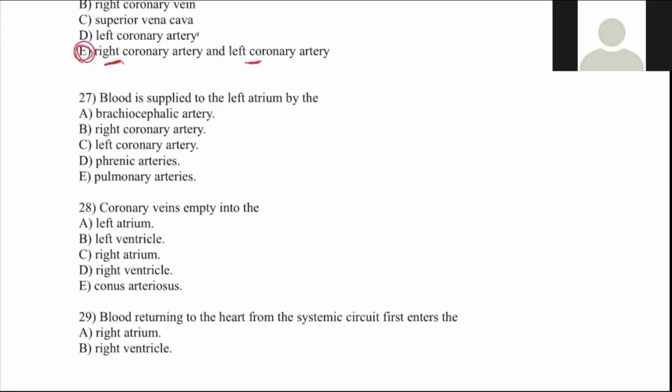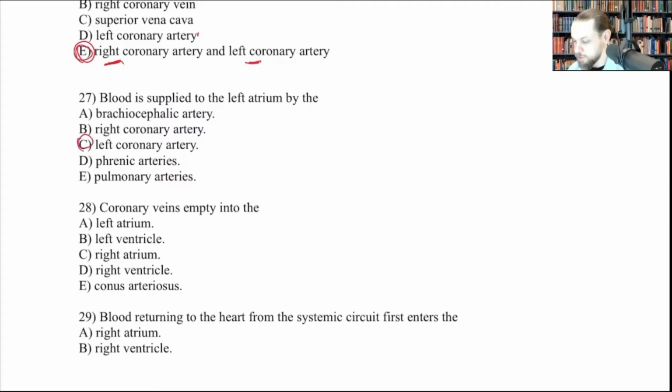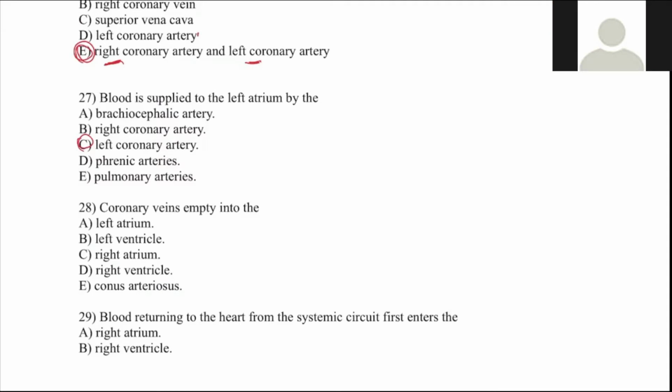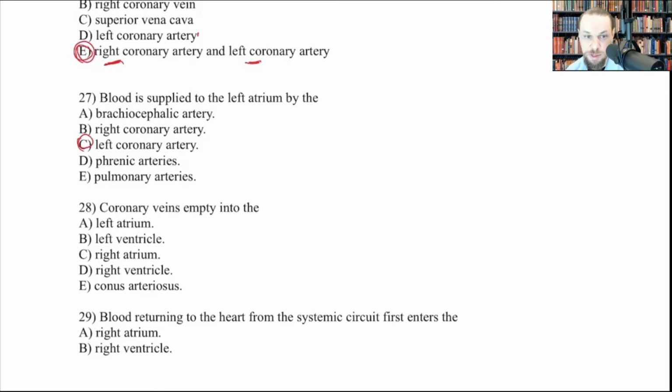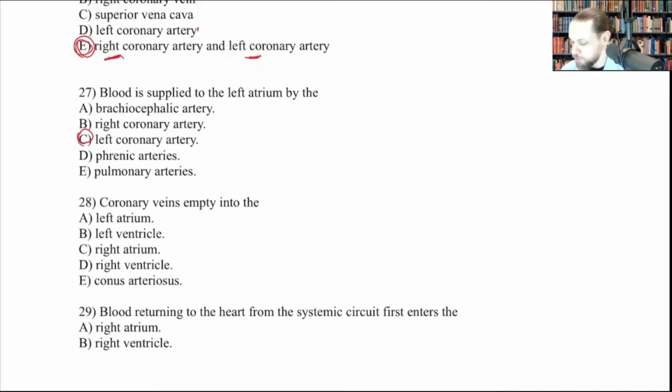27. Blood is supplied to the left atrium by the C, left coronary artery. That is correct, right? So left atrium, left coronary, right? Basically everything that's on the left side will be supplied by the left coronary artery, right? Very good.